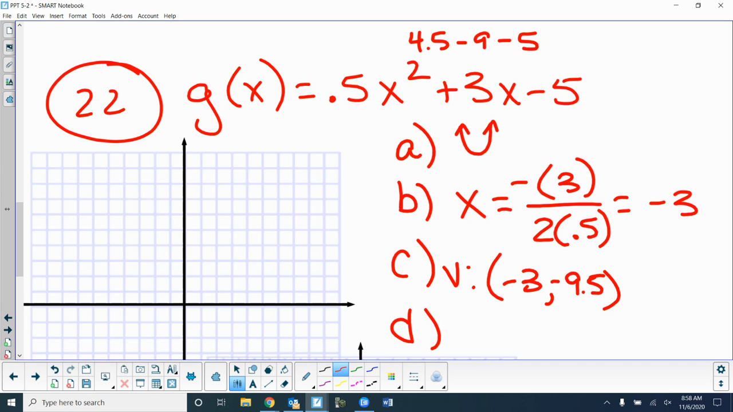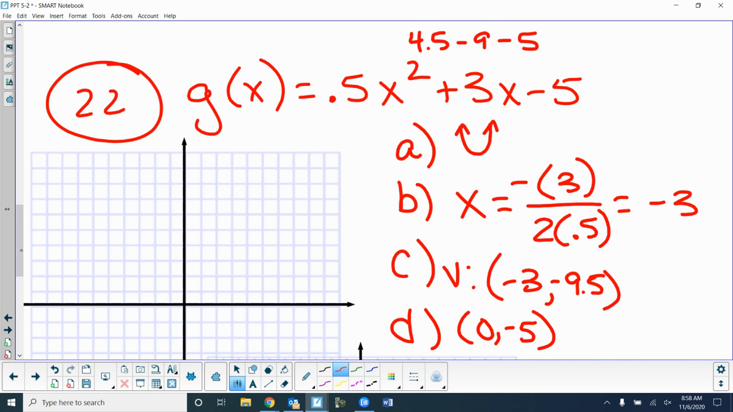D, y-intercept is whatever the C value is. Questions on those 4 answers? Everybody knows how I got to those? Any questions?